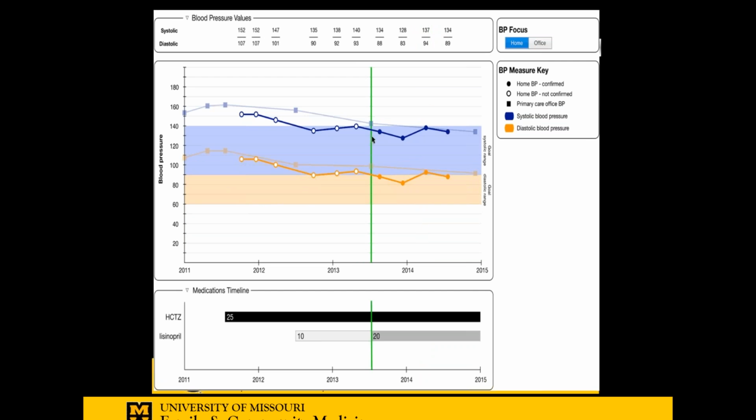Then we have a bunch of variations of this. And you can see in the upper right, it's highlighted that it says home, and we call this vivid soft. So that home is now vivid and the office blood pressures are soft. And the idea is that you can toggle between the home and the office blood pressures, depending on which ones you want to focus on. And so you could just toggle that on and off like that.